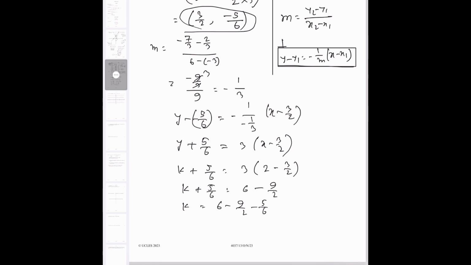this one, LCM is 6. Okay, so 6 times 6 is 36 minus 3 times 9 is 27 minus 5. 27 minus 27 minus 5, this is minus 32, 36 minus 32 is 4 over 6. Therefore k equals, now simplify, divide both the numerator and denominator by 2, so it becomes 2 by 3. So this is the value of k.